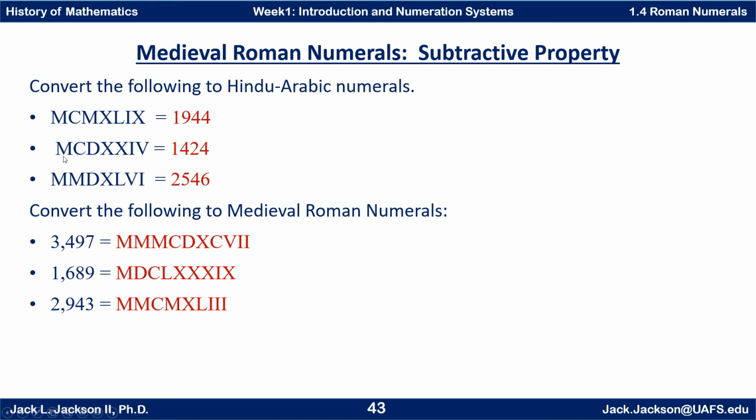The next one, the M is 1,000. C is 100 and D is 500. Those are out of order. So it's 500 minus 100 is 400. Then you get an X, another X. So that's two tens, so that's 2 in the tens place. I is 1, V is 5. Those are out of order. So it's 5 minus 1 is 4 for the units.